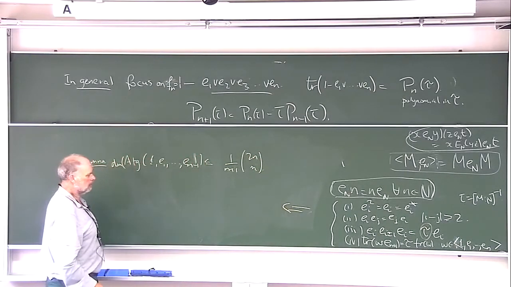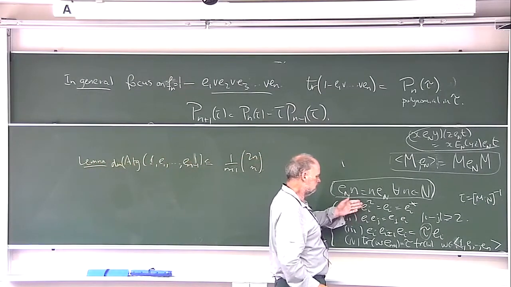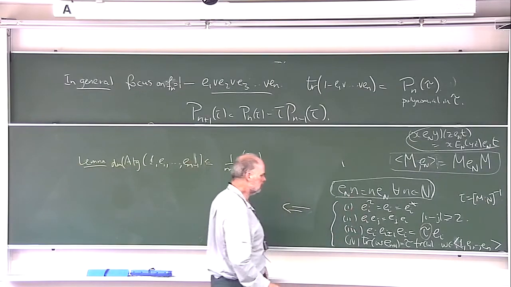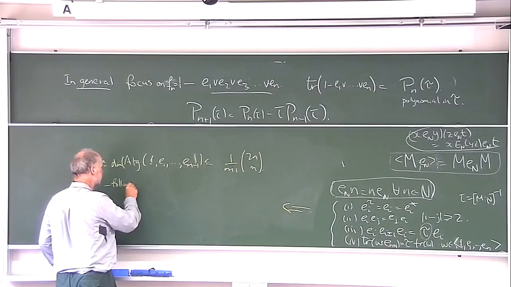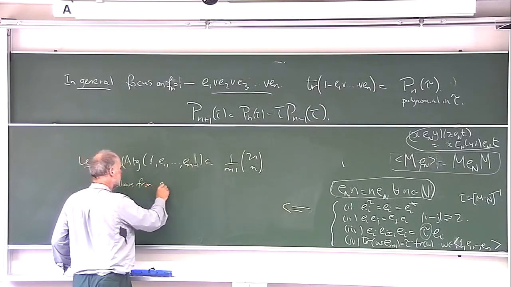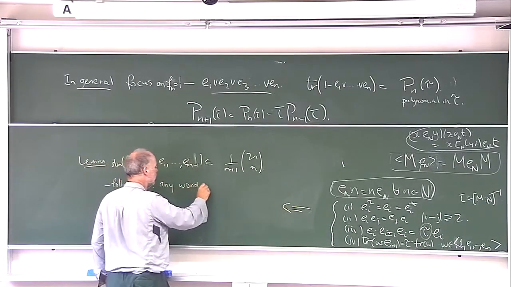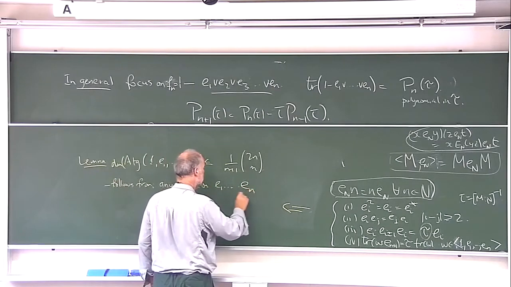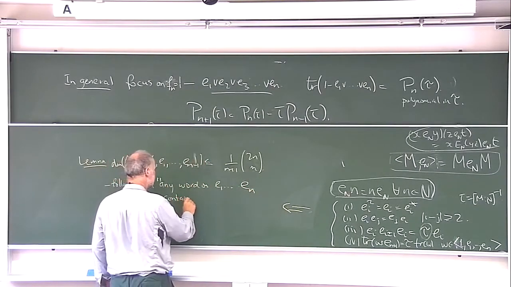Well, this is just a matter of showing that there's some kind of reduced words for when you start multiplying these EIs. And it follows from any word contains Emax.